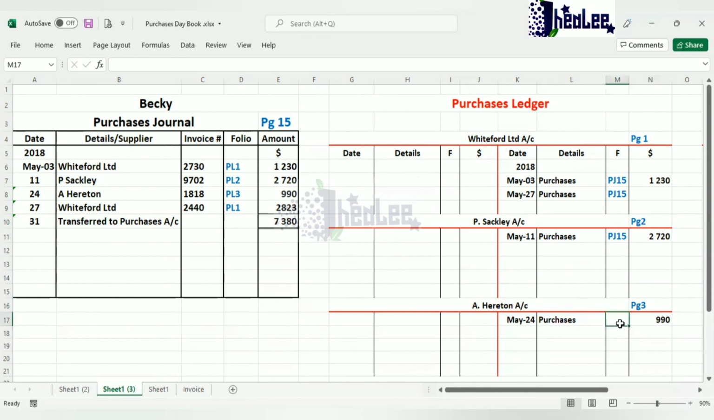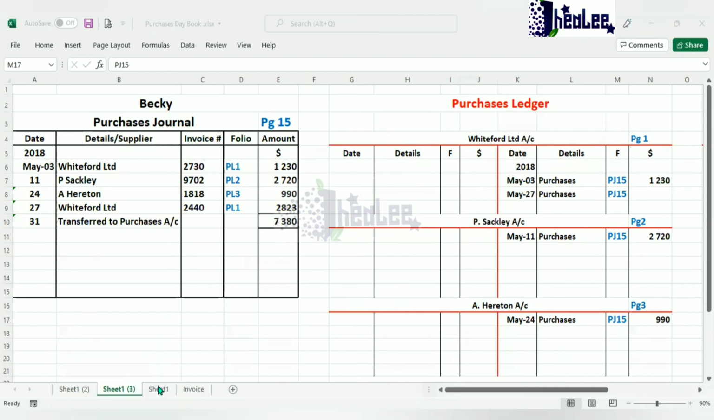And let's complete this folio. This entry on the credit side of A. Ayrton's account came from the purchases journal, page 15. And that completes the purchases ledger based on the accounts that we have located in it.